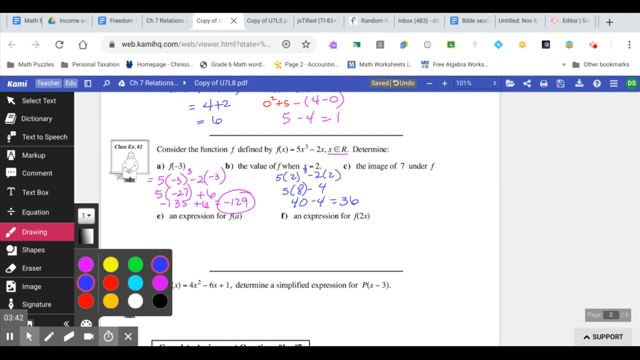The image of 7 under f really just means f of 7, like this. So everywhere we put an x, we're now going to put a 7 instead. So we're going to say 5 times 7 cubed minus 2 times 7. And 5 times 7 cubed is 1715. Wow, those are huge numbers. Minus 14 is 1701.